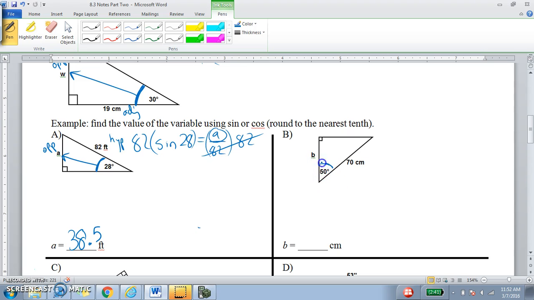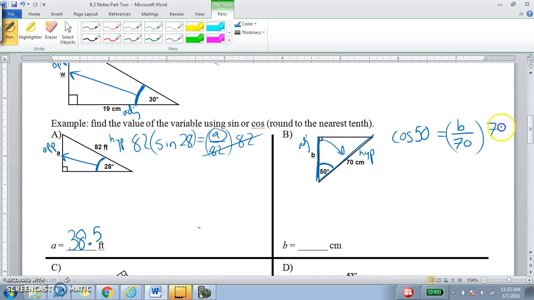Okay, next one. So 50 degrees is right here. B, our variable that we're looking for, is adjacent to that angle. And 70 is across from our right angle. That's our hypotenuse. So adjacent and hypotenuse now means I'm working with cosine. Cosine is adjacent over hypotenuse. So adjacent is B. Hypotenuse is 70. Whoops, I forgot my angle here. Cosine of 50. Cosine of 50 equals B over 70.